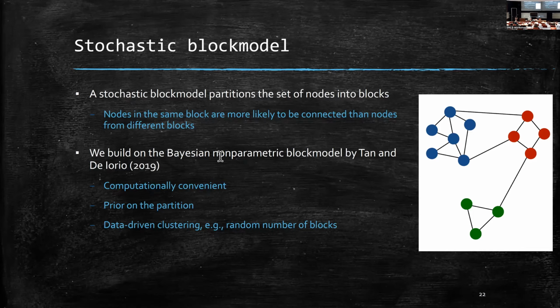And if you look at the literature, most people that try to estimate the number of communities, to recover communities in a set of data, assume the number of communities is known. But since we're using Bayesian non-parametrics, we can also make inference on the number of communities or blocks in the graph.